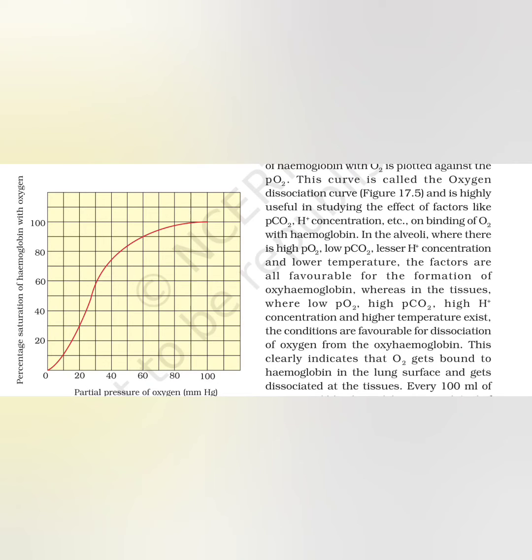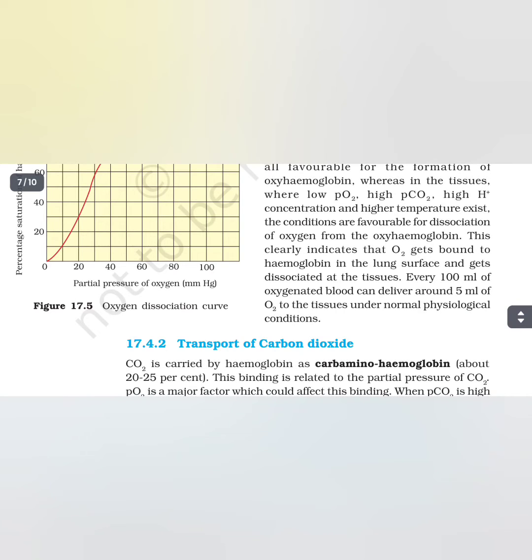In the alveoli where there is high PO2, low PCO2, lesser H+ concentration and lower temperature, the factors are all favorable for the formation of oxyhemoglobin, whereas in the tissues where low PO2, high PCO2, high H+ concentration and higher temperature exist, the conditions are favorable for dissociation of oxygen from oxyhemoglobin. This clearly indicates that oxygen gets bound to hemoglobin in the lung surface and gets dissociated at the tissues. Every 100 milliliter of oxygenated blood can deliver around 5 milliliter of oxygen to the tissues under normal physiological conditions.